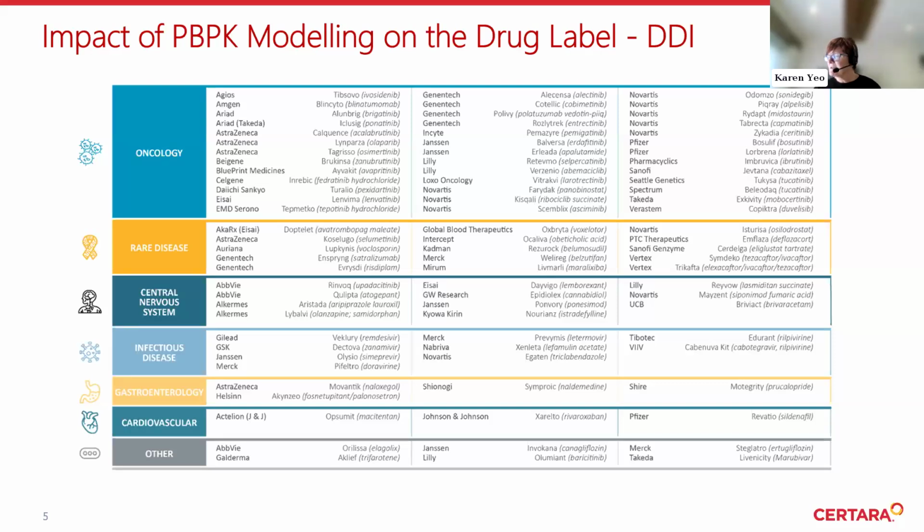And really, it's had a significant impact on the drug label, specifically with respect to drug-drug interactions. And this is just some of the therapeutic areas where it's had an impact, and some of the drugs as well, where PBPK modeling has actually been used to inform the drug label. And this is why it's really taken off, and it's because of the ability of PBPK modeling, I think, to actually replace clinical studies for pharmaceutical companies. So this has really been a big area over the past few years.